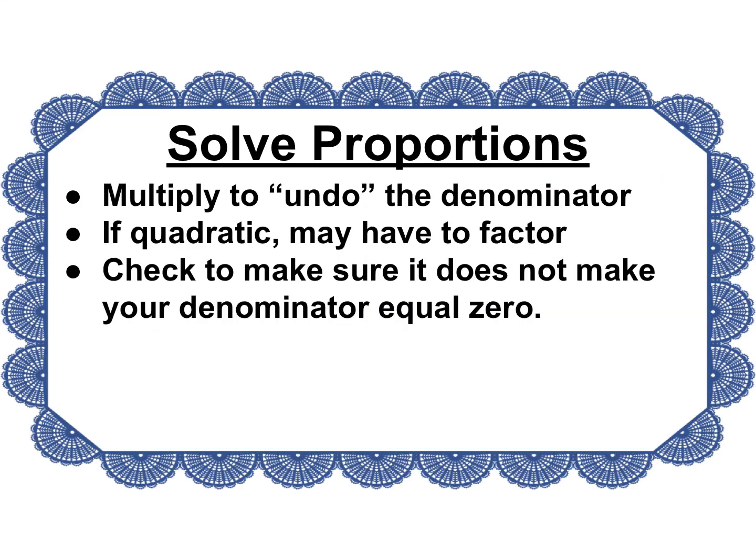So when you're solving proportions, you want to multiply to undo the denominator. If it's quadratic, you may have to factor, and check to make sure that it does not make your denominator equal 0.